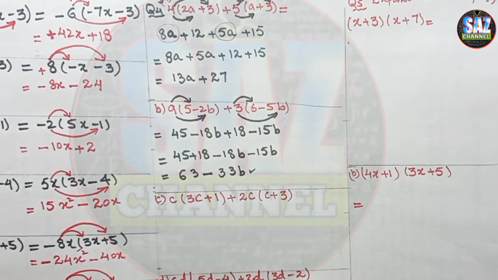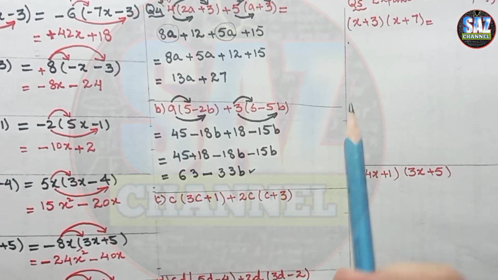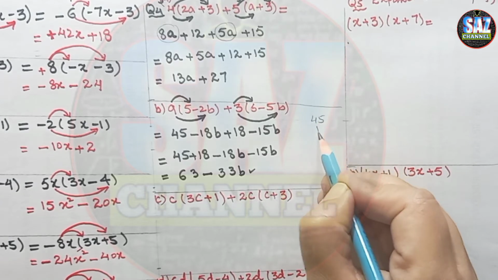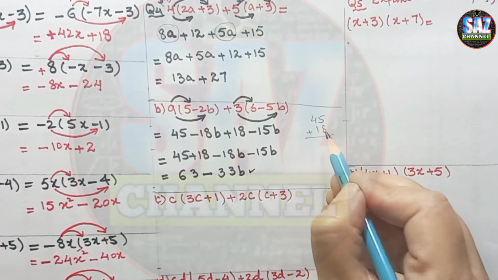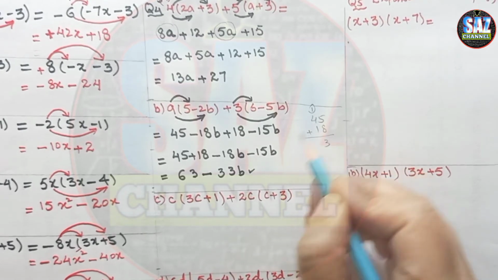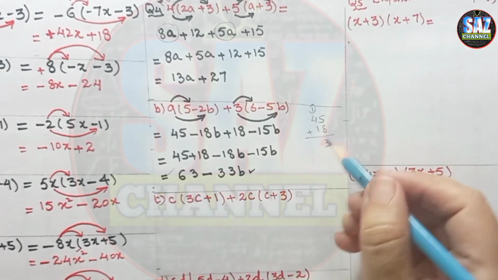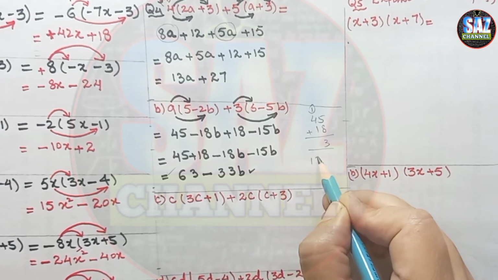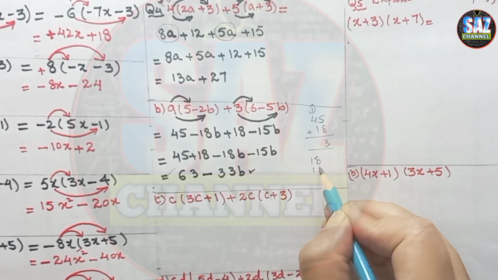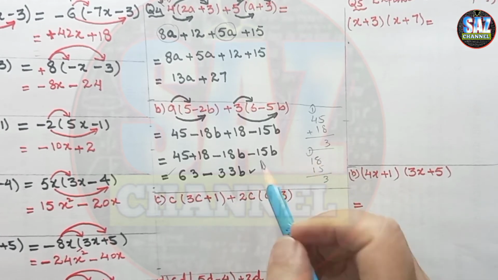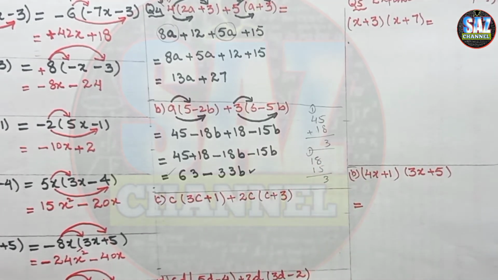Okay, if you find difficulty in finding the sum, you can write the numbers like this: 45 plus 18, and 8 plus 5 is 13, and then 4 plus 1 is 5, plus 1 is 6, so it is 63. And coming to the next simplification, 18 and 15, 8 and 5 is 13 and 1 and 1 is 2 and 1 is 3, and the sign will be the common sign.